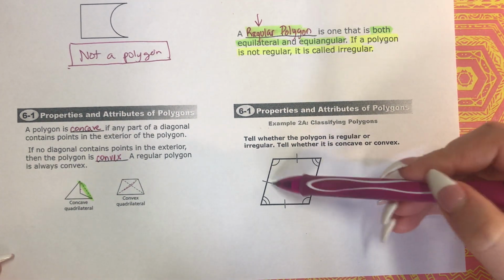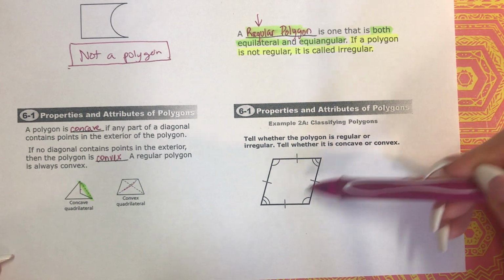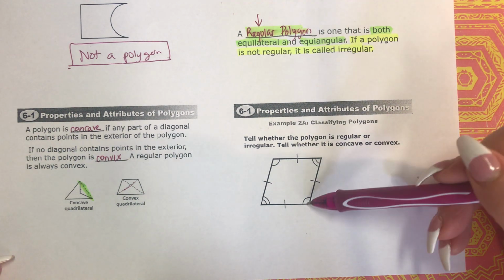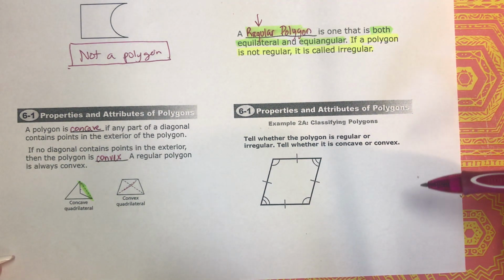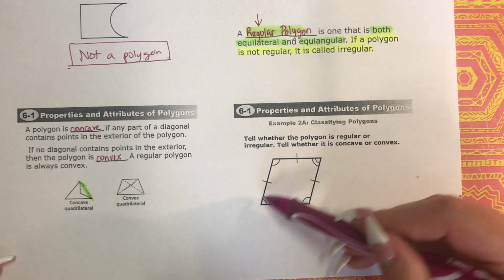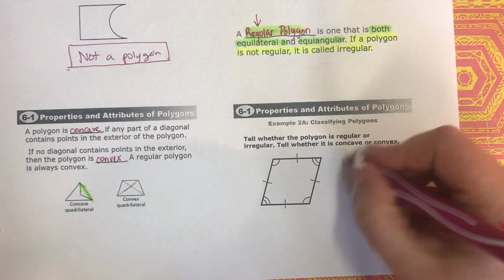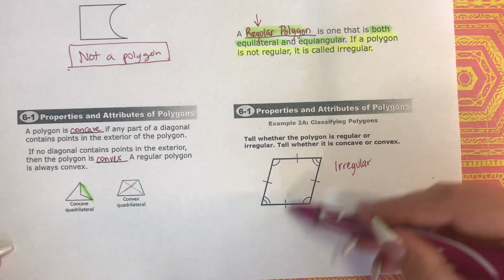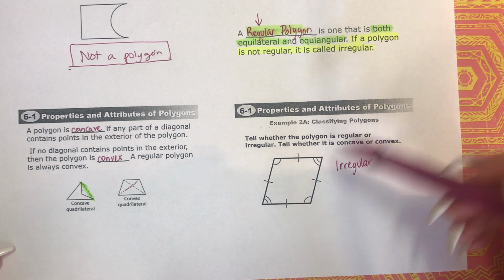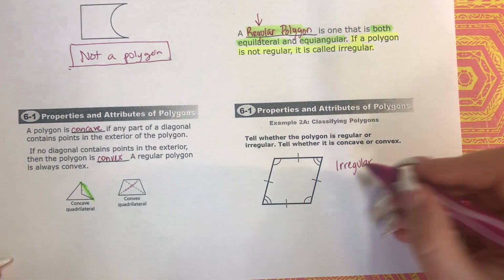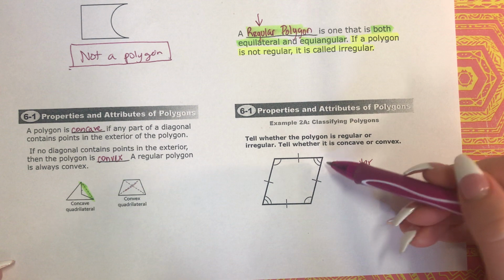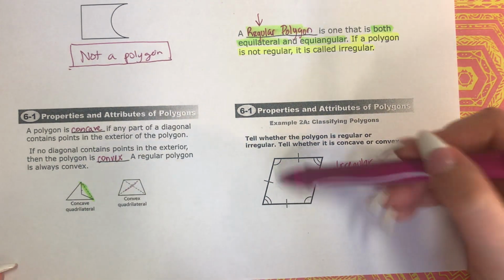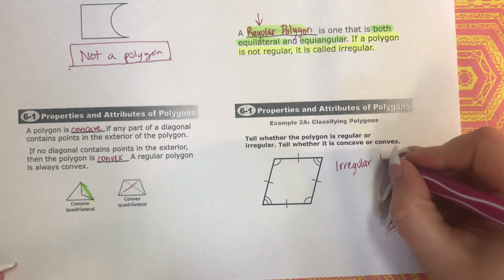If you look here, these hash marks mean that all the sides are the same, so this is an equilateral polygon. But is it equal angular? No, these angles are the same, but these are different. So it's not regular, and you have to be both for regular. It's an equilateral polygon, but not equal angular, so it's irregular. Is it concave or convex? There's nothing caving in, so this would be convex. Irregular and convex.